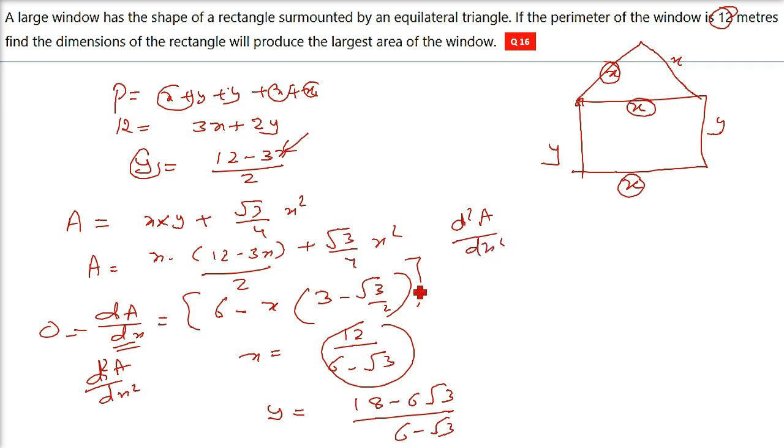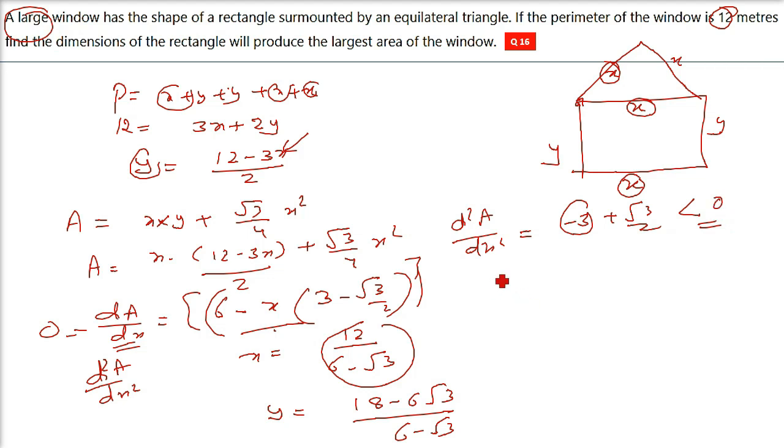The single differentiated expression has to be used for double differentiation. When you double differentiate it, you are going to get a value which has to be negative, and we got a value which is negative because root 3 is 1.732. 1.732 divided by 2 will be definitely a value which, when added with negative 3, will give you a negative value. It is less than 0, so we get the largest area.